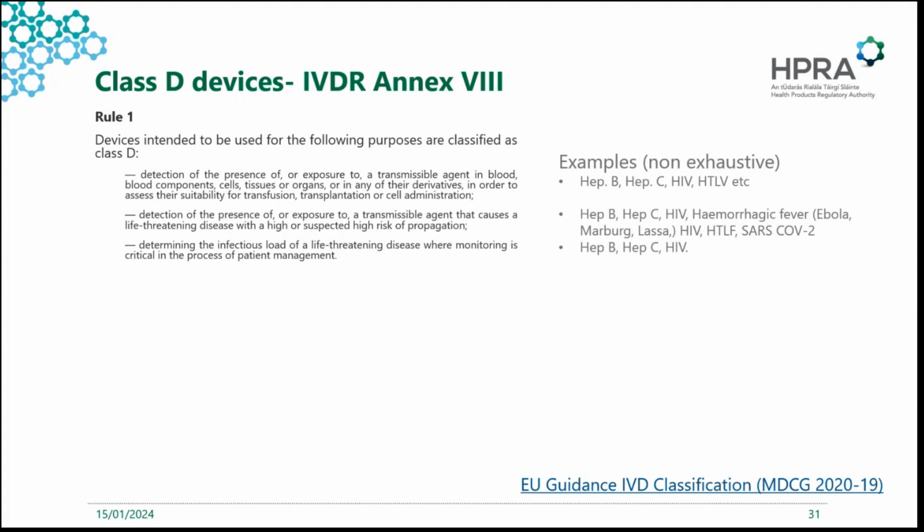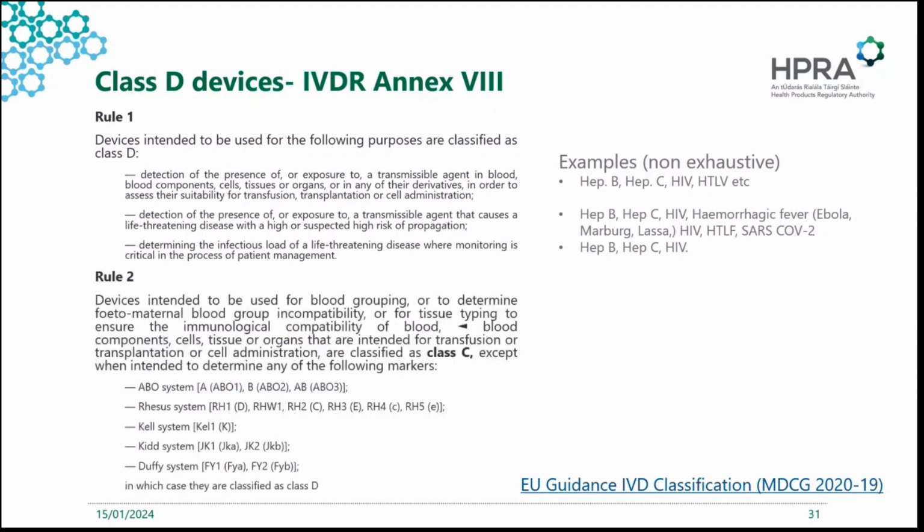So commonly under Rule 1, you would see hepatitis B, hepatitis C, HIV, HTLV, hemorrhagic fevers, so Ebola, Marburg, Lassa, SARS-CoV-2 as examples that would fall under Rule 1. So if you're making any in-house devices for any of those purposes listed there that involve those organisms, then you're in the Class D space. But if you're not in that Class D space, then point G won't apply.